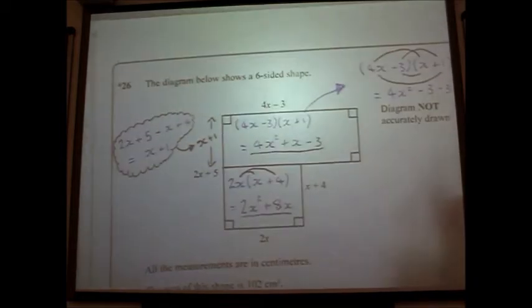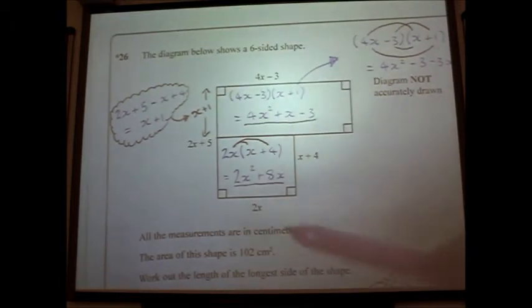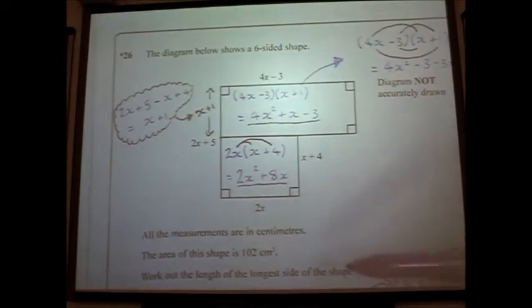Last question, there's quite a lot to this, here we go. It's a 6-sided shape, measurements are in centimetres, the area is 102, work out the side of the longest shape.